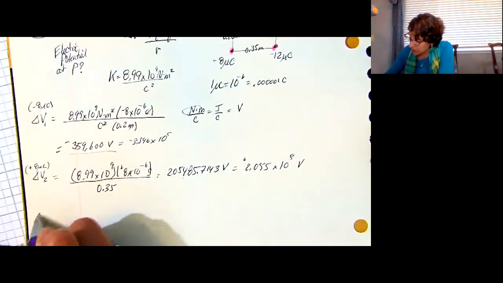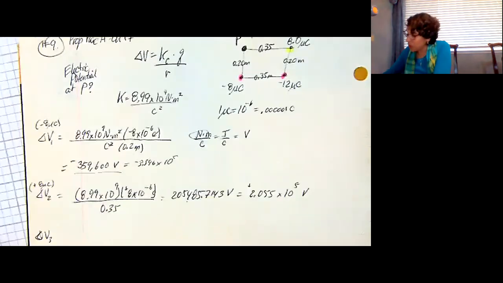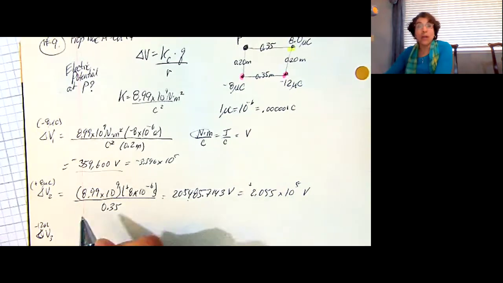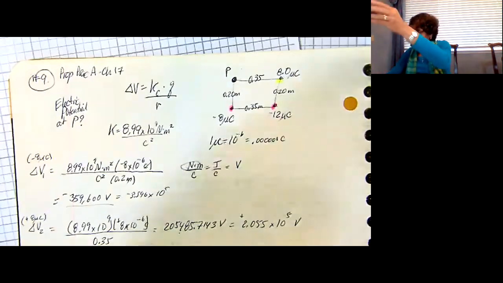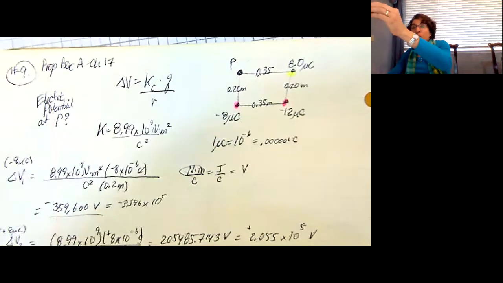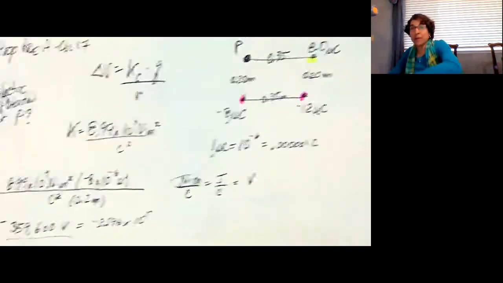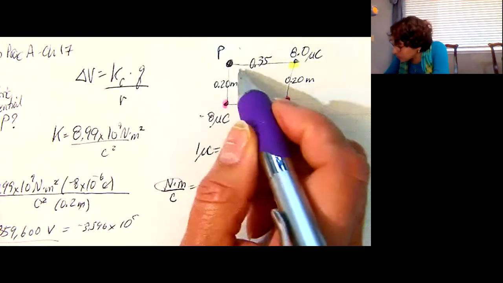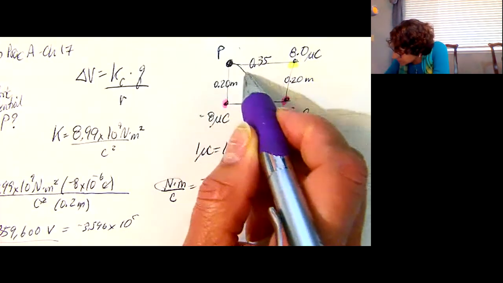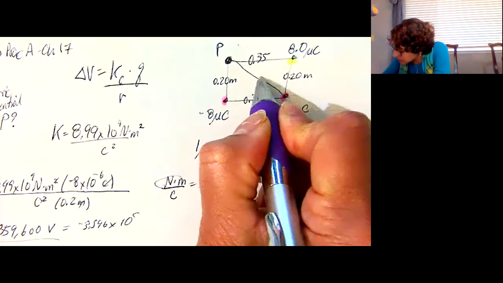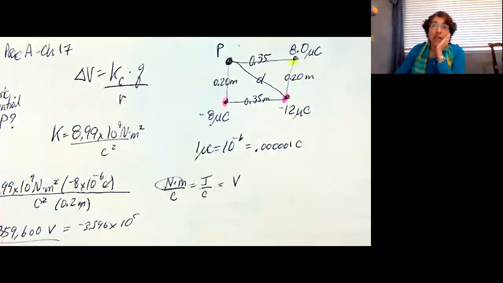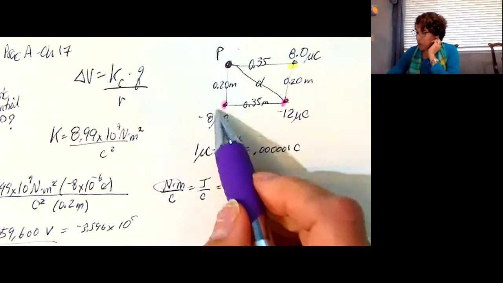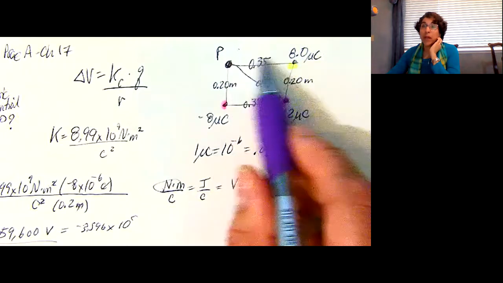What is the change for the negative 12 microcoulombs? All right, so this is going to force you to remember your geometry. We need to know what this distance is right here. How do we find that distance? Well, hopefully you recognize a right triangle. There's a right triangle here, and there's a right triangle here.